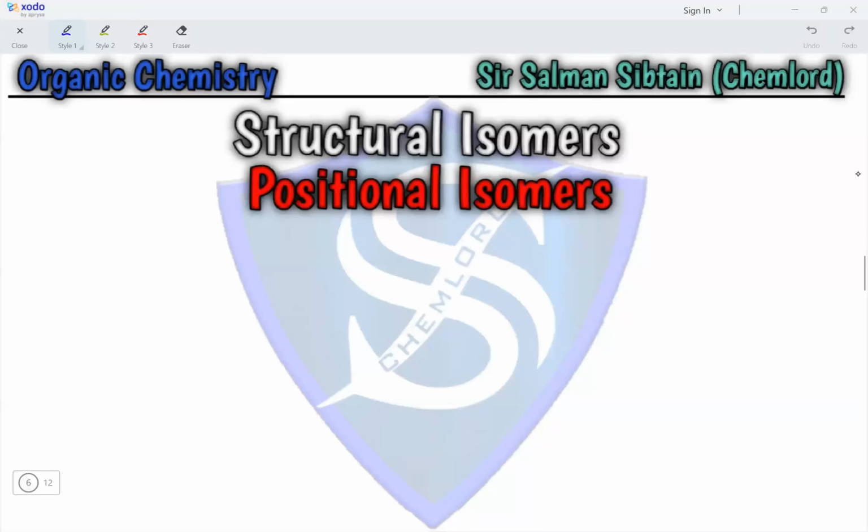The next type of structural isomers are called positional isomers, in which the position of the functional group changes.